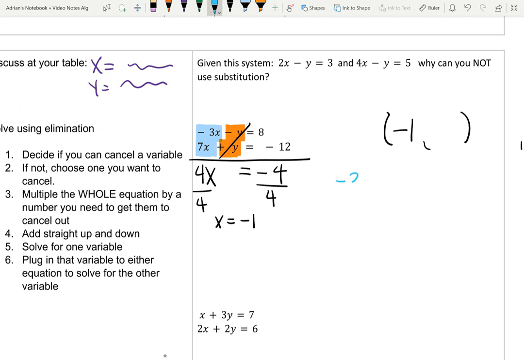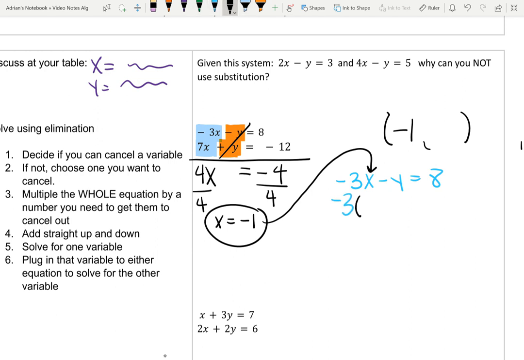So I have negative 3x minus y equals 8. So what I'm going to do is take this and put it in place of that x. So that will give me negative 3 times negative 1, going in place of my x, minus y equals 8. And now I just need to solve this. So then I have 3 minus y equals 8. Subtract the 3. Negative y equals 5.